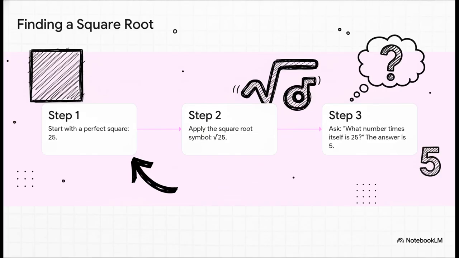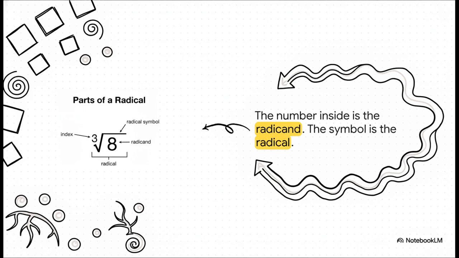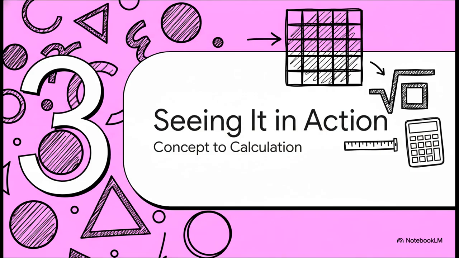It's 5. And hey, let's learn the lingo so you sound like a pro. That symbol, the square root sign itself, that's called the radical. And the number tucked inside it, that's the radicand. You're going to see those words in your homework and textbook, so it's really good to know exactly what they're referring to.